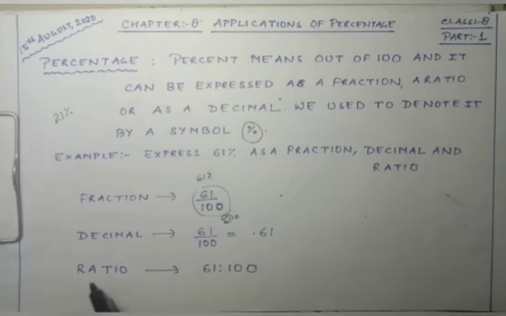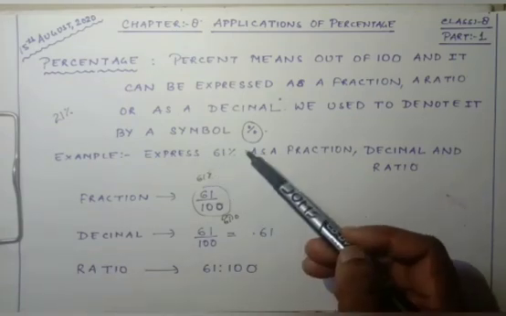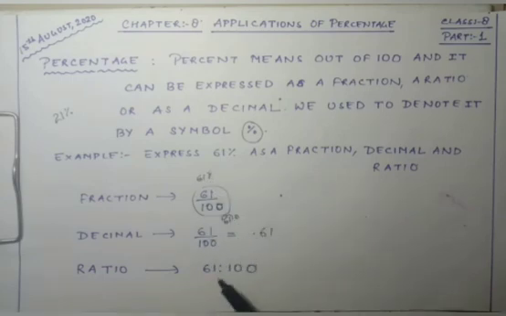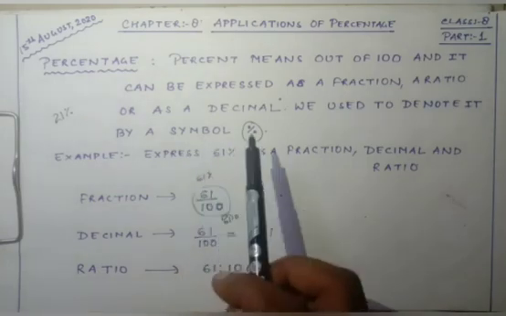Now if I have to express 61% in the form of a ratio, simply I am going to remove the percent sign and I will write 61 upon 100, or it can be written as 61:100. I hope this much is clear to everyone.